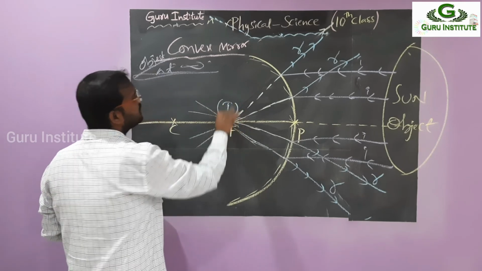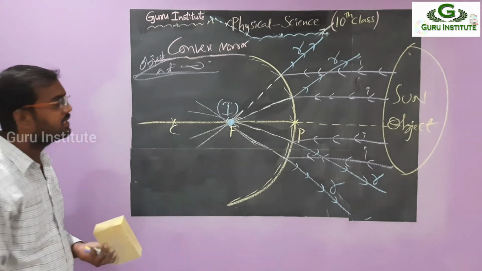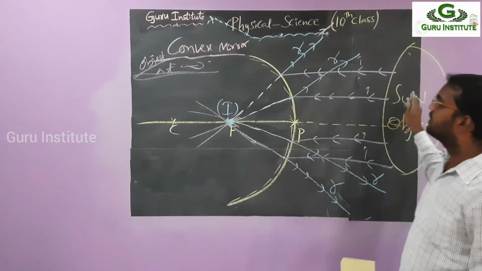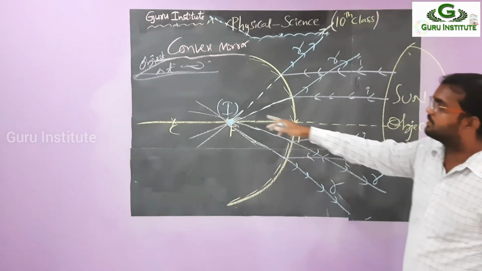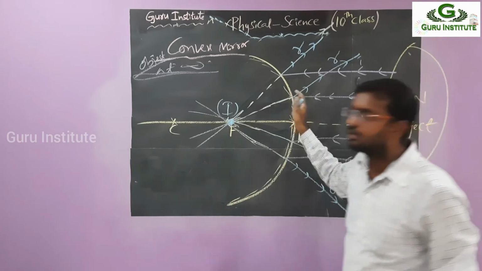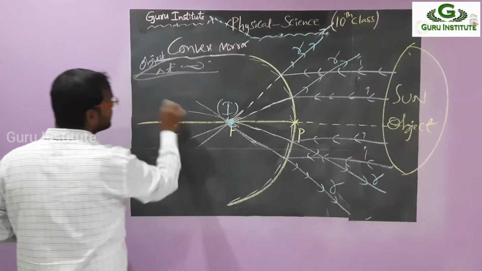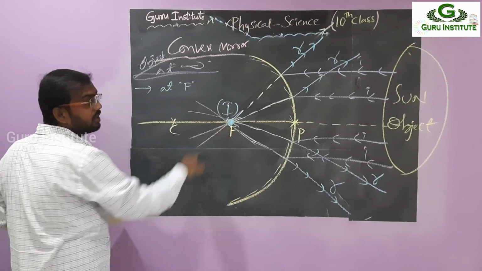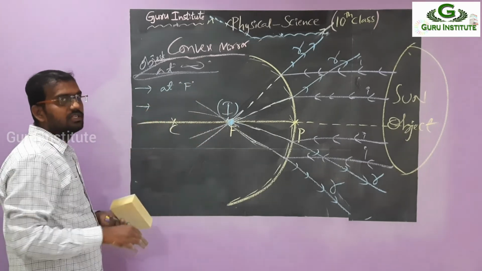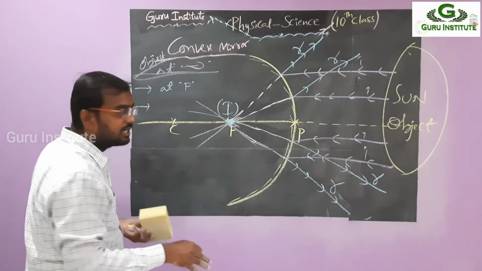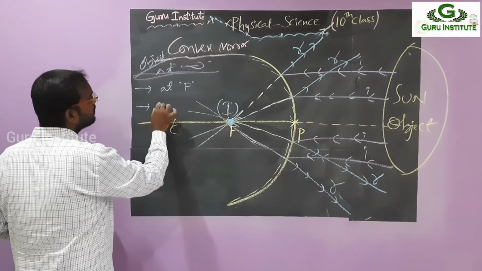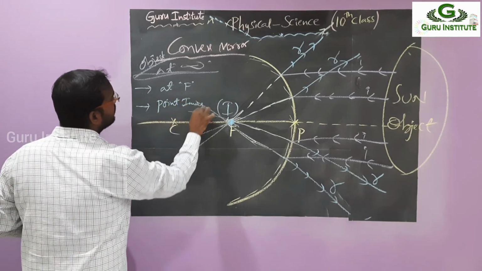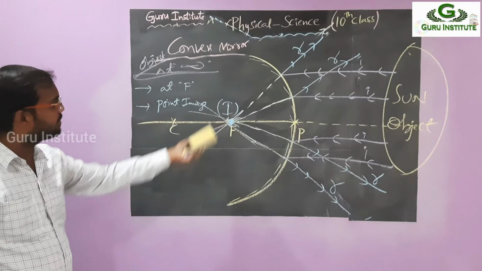The object is there, the image is here. So here the object is large, and the image is smaller. Now try to write the nature. What is the nature? The image is formed at F. And what is the size of the image? We can't say whether it is an enlarged image or a diminished image. It is a point image. We can't say it is increased or decreased, because it's a point image, right?